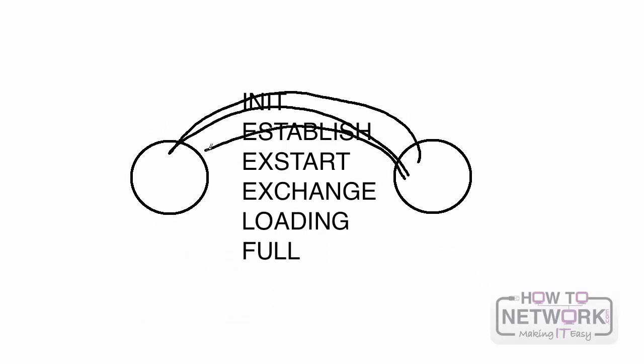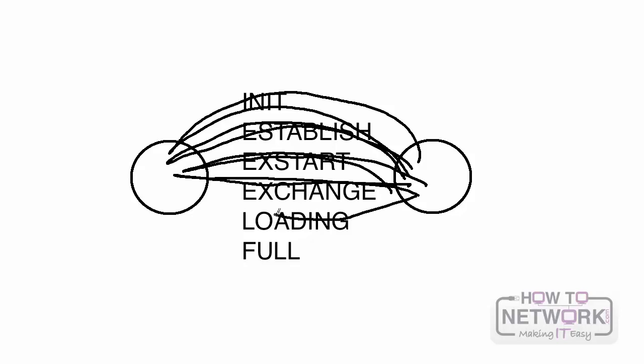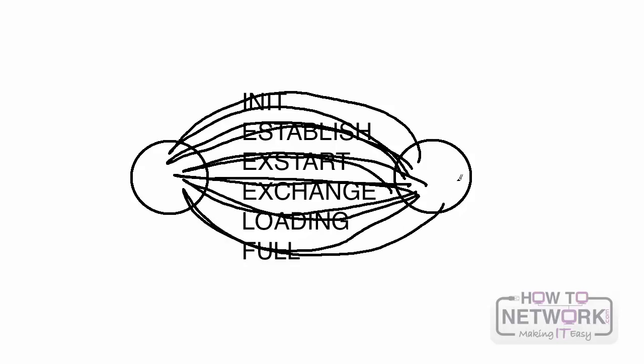Then there's loading, where there's a request for more information. In this state, the actual exchange of link state information occurs. And then there's full synchronization, and in this state, routers are fully adjacent with one another. All the router and network LSAs are exchanged, and the routers' databases are fully synchronized.